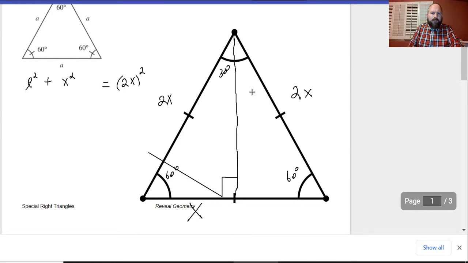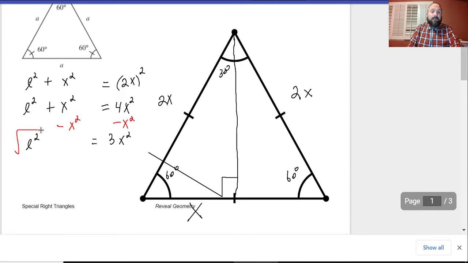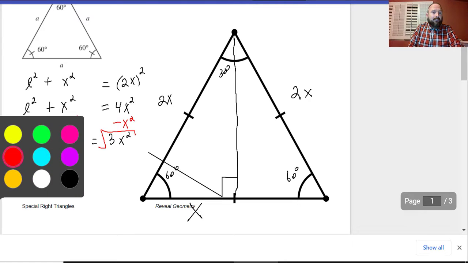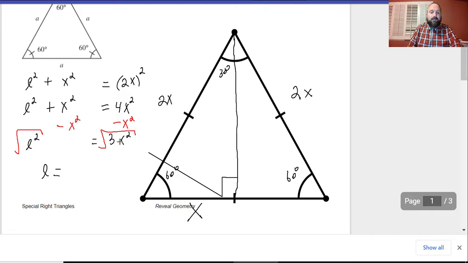So now I have the leg squared plus x squared is equal to 2x squared. So this is 4x squared is equal to L squared plus x squared. Now we're just going to solve for L squared, and then after we do that, we're going to solve for just L. So I have L squared is equal to 3x squared. Now, the opposite of squaring is square root, so I'm going to square root both sides.